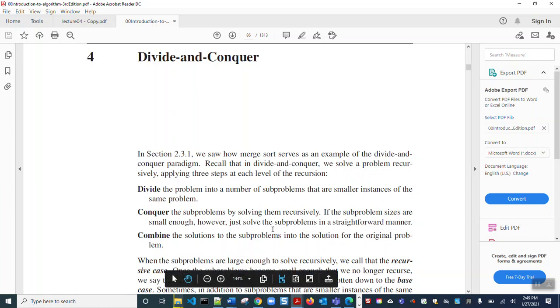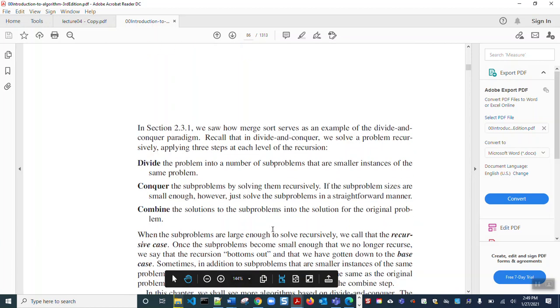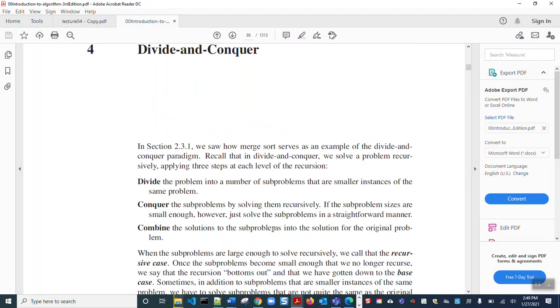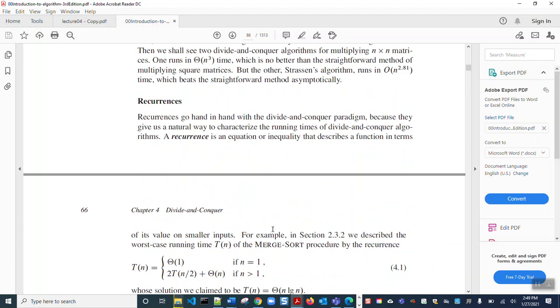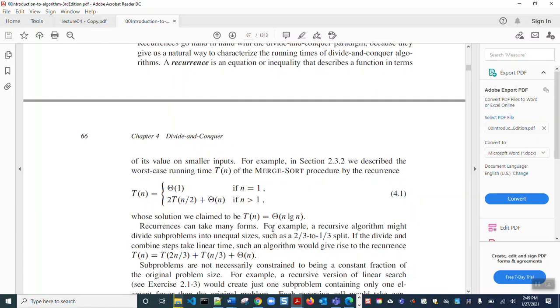So this is the concept, that this problem can be solved in multiple ways. I would like you to go through the book chapter. Please read the book chapter.